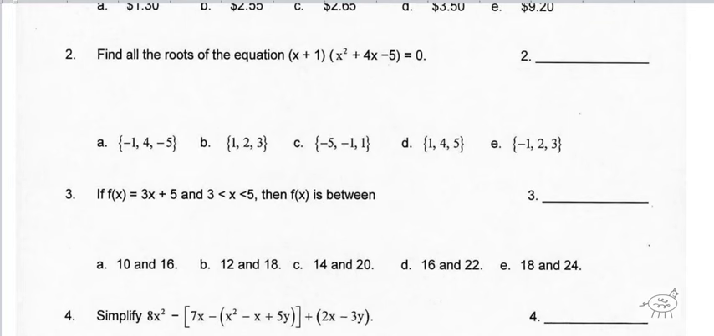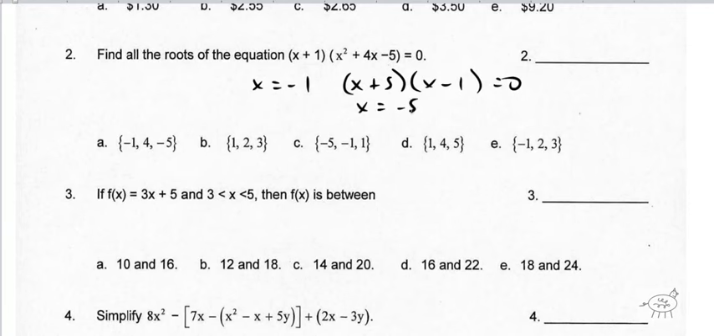Well, this one's already factored nicely for you, so you know x equals -1. That's pretty nice. And you just got to factor that guy. So x plus 5, x minus 1, and that's equal to 0. So x equals -5, x equals 1. So it's -1, 1, and -5, which is C.